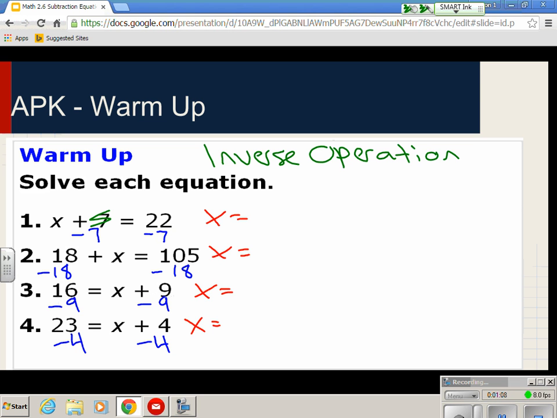That cancels it out on the one side. You're left with x equals 22 minus 7 gives you 15. For number 2, to get rid of the 18, you subtract 18. Now it's gone. And now it's just x equals, and 105 minus 18 would be x equals 87. And for number 3, we get rid of the 9, and you're left with x equals 16 minus 9 gives you 7. And then finally for number 4, you get rid of the 4, and it's just x equals 23 minus 4, which is 19.